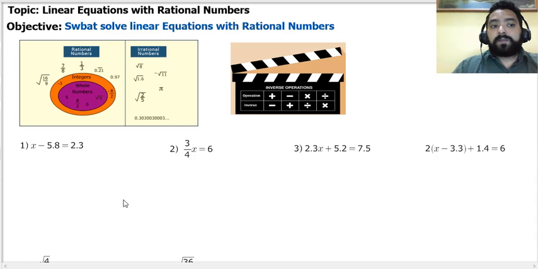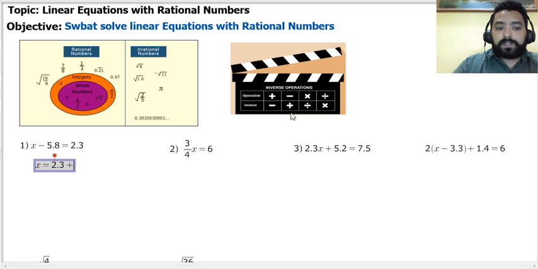I'm going to give you some examples of each one, and we are going to use decimals, or rational numbers. So here we have x minus 5.8 equals 2.3. First, remember, we are going to isolate the variable, so we're going to have x equals 2.3, and this 5.8 is negative. Using the inverse operation, we move it to positive. We are going to use the transposition of terms.